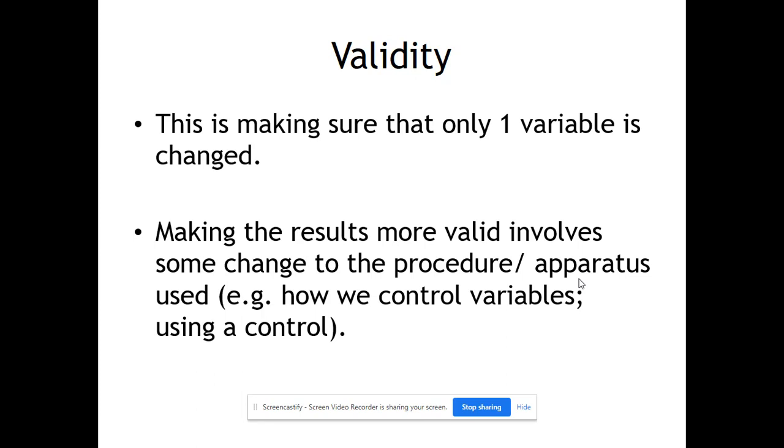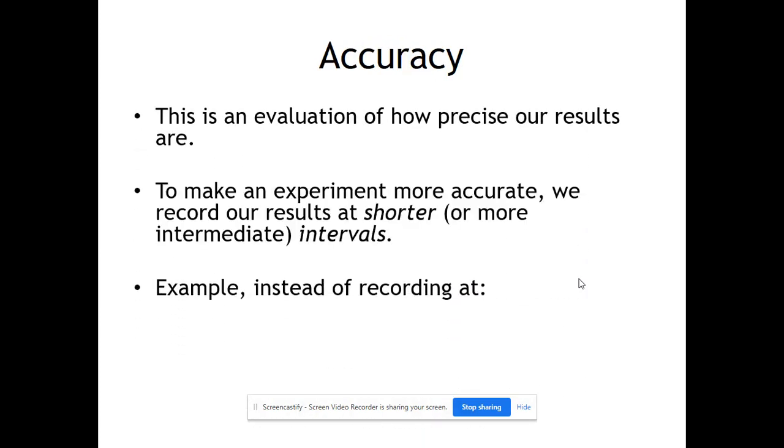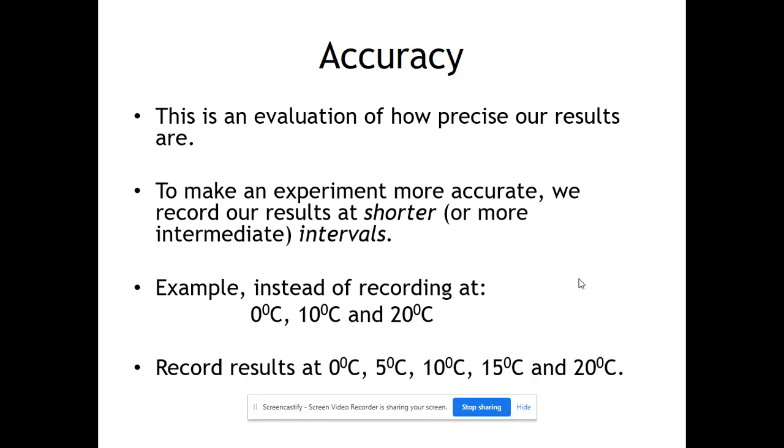There are a couple of other words I'm going to mention now. The first one is accuracy, and again, this means something different from validity in science. It helps us to understand how precise our results are. So to make an experiment more accurate, we would record our results at shorter intervals, and there's a good example for temperature, to get a more precise measurement of, for example, the temperature that something's working best at.